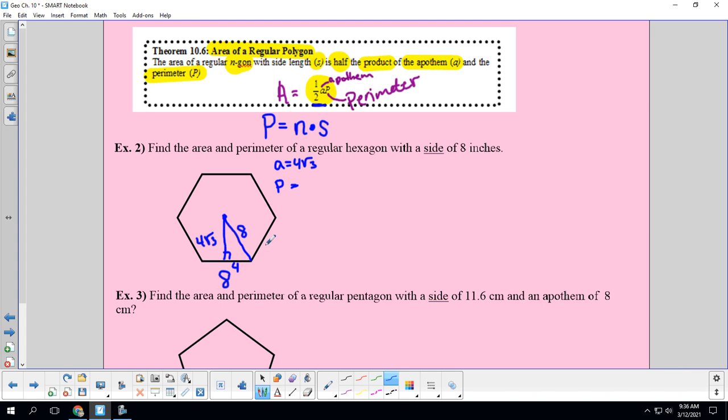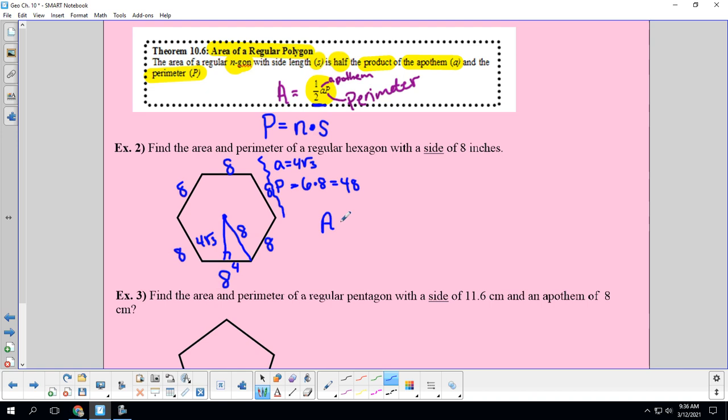So the perimeter is 8 plus 8 plus 8 plus 8 plus 8, or the perimeter is the number of sides we have, 6, because it's a hexagon, times the side length, 8. 6 times 8 is 48.